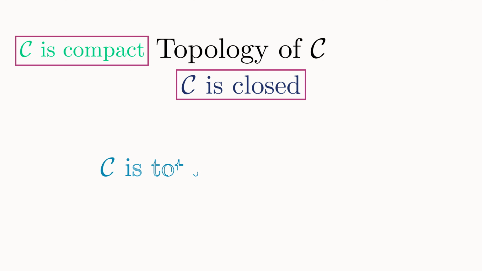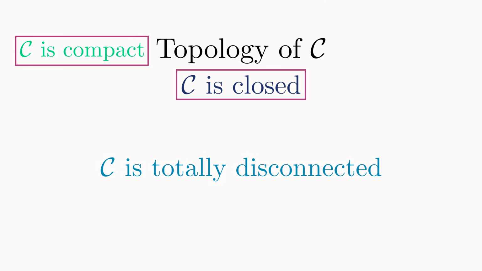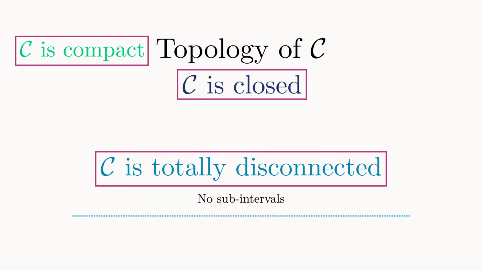The Cantor set is also totally disconnected. This means that there's no subinterval anywhere. Every single point in the set is not connected to any other point in the set. The entire Cantor set is composed of singletons and seemingly exists as a kind of uncountably infinite dust.